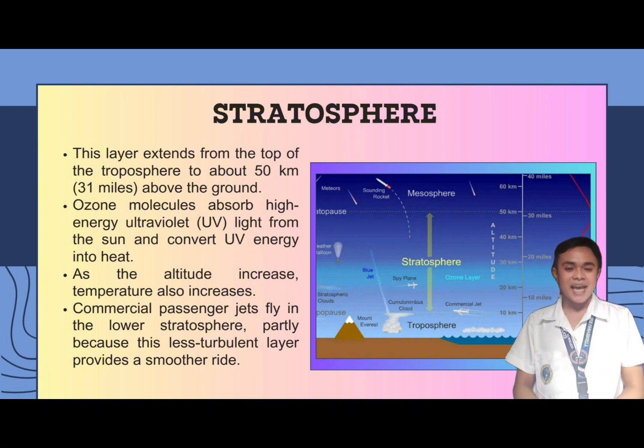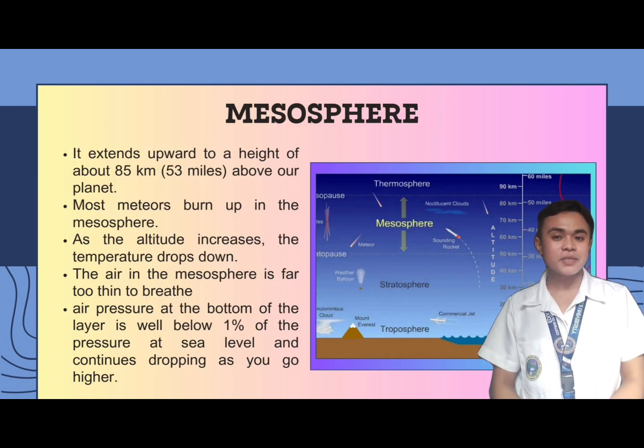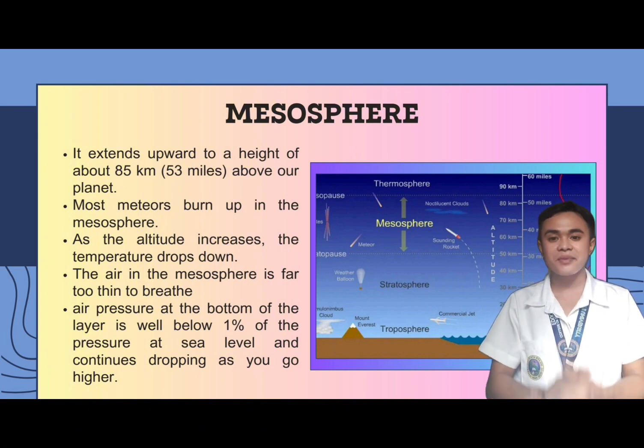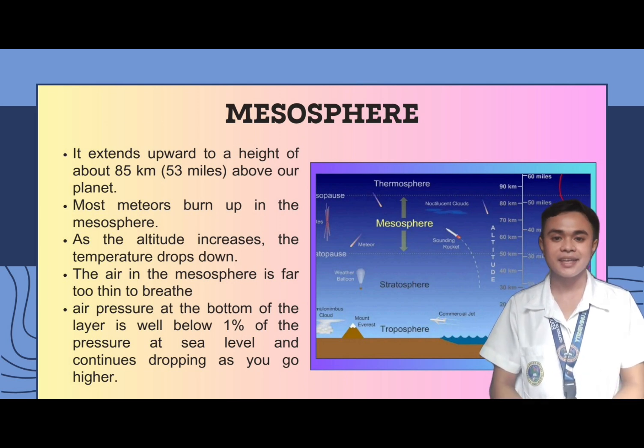The lack of turbulence in the stratosphere makes it ideal for commercial airplanes, which typically fly in the lower stratosphere because this less turbulent layer provides a smoother ride. The third layer of the atmosphere is the mesosphere. Above the stratosphere is the mesosphere, extending up to approximately 85 kilometers or 53 miles above our planet.